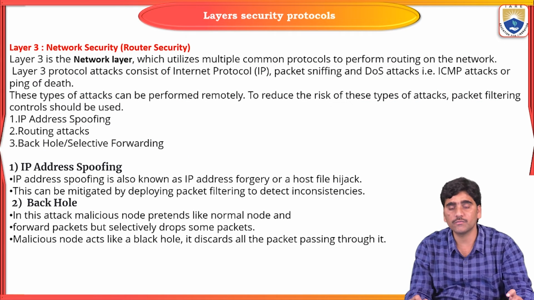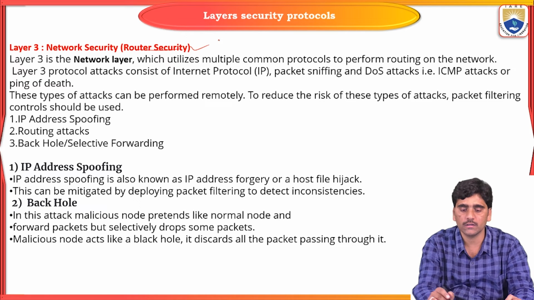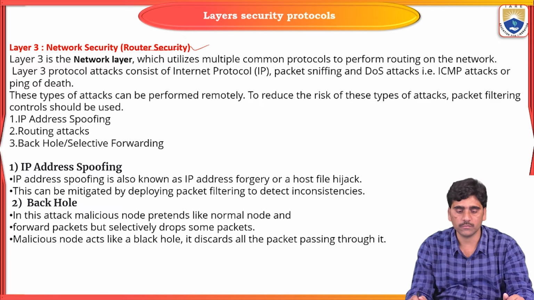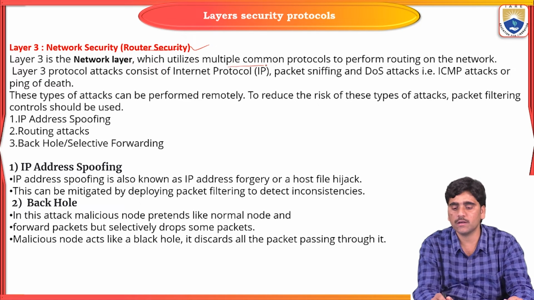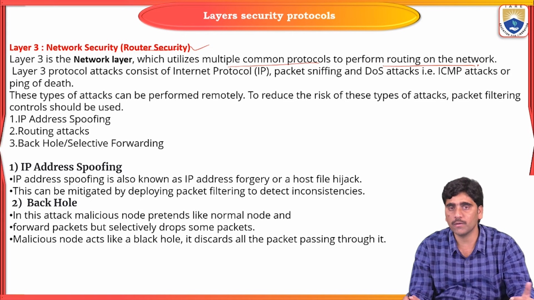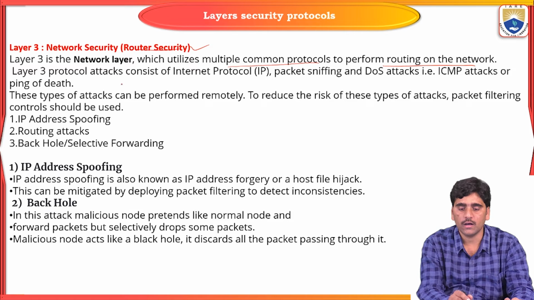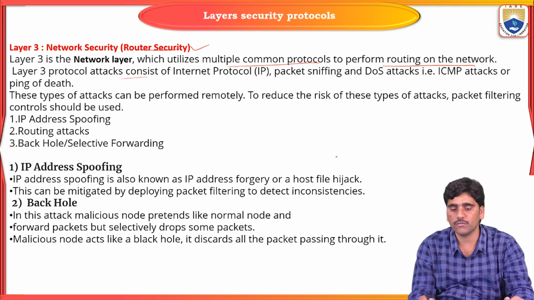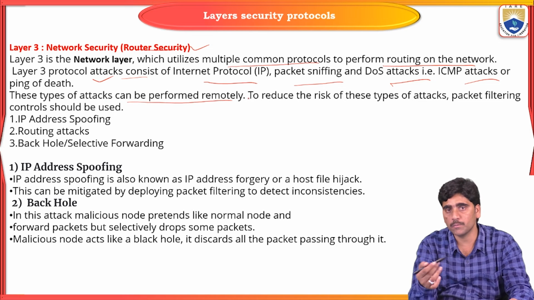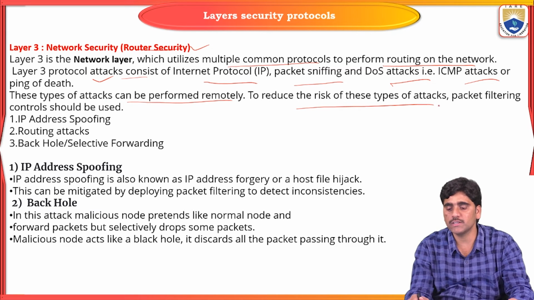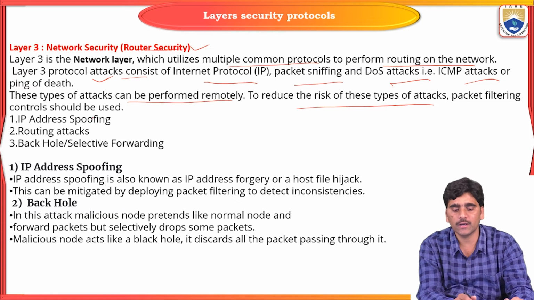And next, layer 3, network security, that is nothing but router security. Layer 3 is the network layer, which utilizes multiple common protocols to perform routing on the network. Layer 3 protocol attacks consist of IP attacks, packet sniffing attacks, or DoS attacks, that is ICMP attacks or ping of death. These types of attacks can be performed remotely. To reduce the risk of these attacks, packet filtering control should be used.